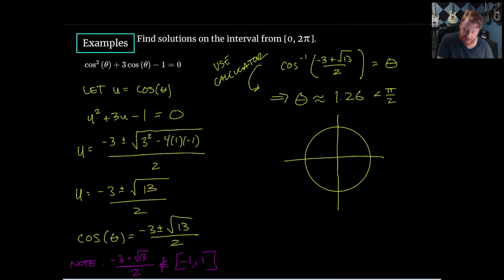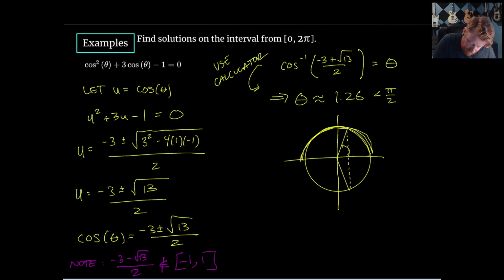But this is only going to give us the solution that lives in the top half of the unit circle. So this angle is somewhere around here, I think. But like I said, our calculator is only going to give us the angle that terminates in the top half of the unit circle. But there's another angle that lives down here in the bottom half of the unit circle, and we need to find that one as well.